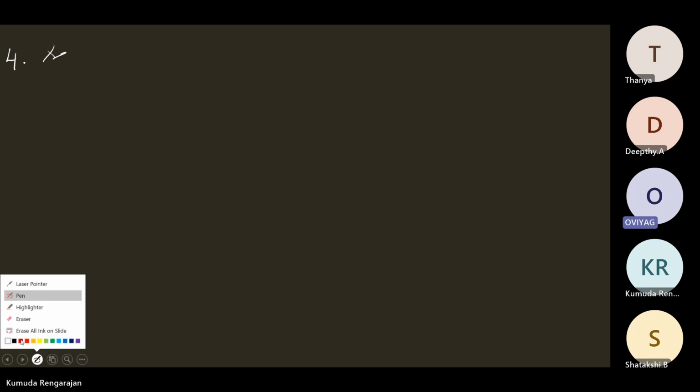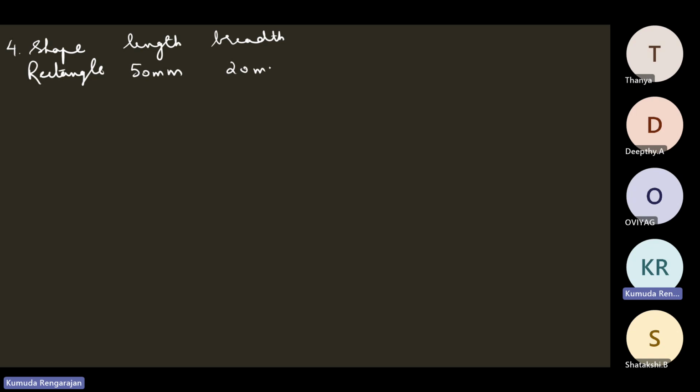Yes, children. Next one. I've shared the pictures on WhatsApp, children, so don't worry. You're not missing anything. The fourth one, the shape. Shape is a rectangle. Length 50 millimeters. Breadth 20 millimeters.